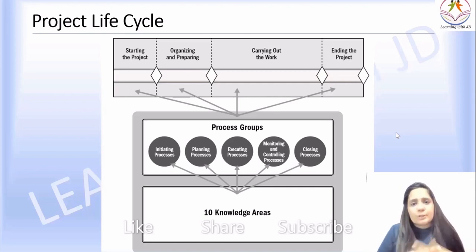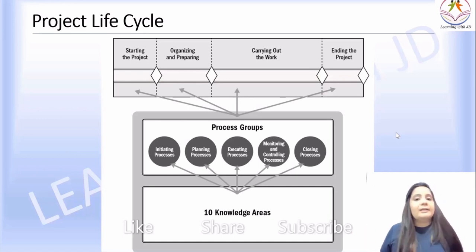When you see that your project is not going on track, are you going to only observe it? No. You are going to make changes to that. That is what is known as controlling. So monitoring and controlling is the 4th process group. And lastly is closing.